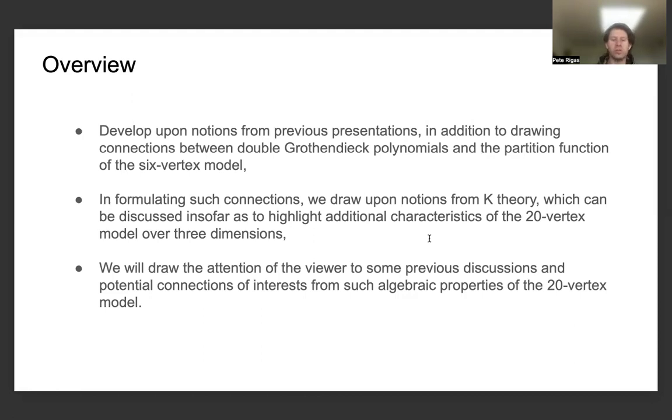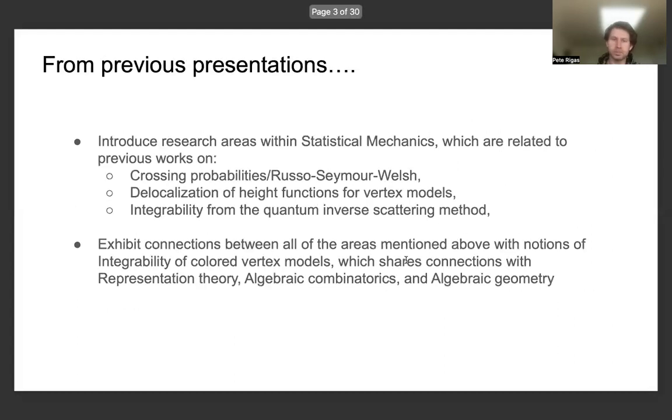And we'll have to do this by drawing the attention of the viewer to some previous discussions of the potential connections of interest from such algebraic properties of the 20-vertex model and how more the algebraic properties from the representation theory and the construction of the universal R matrix also come into play.